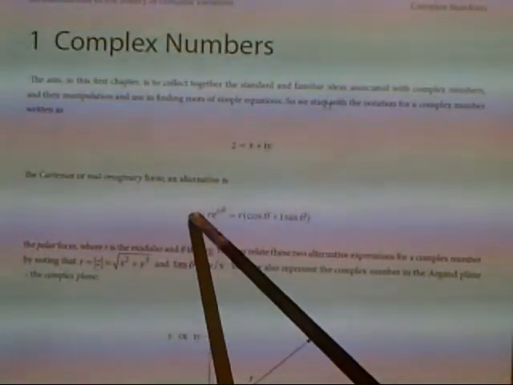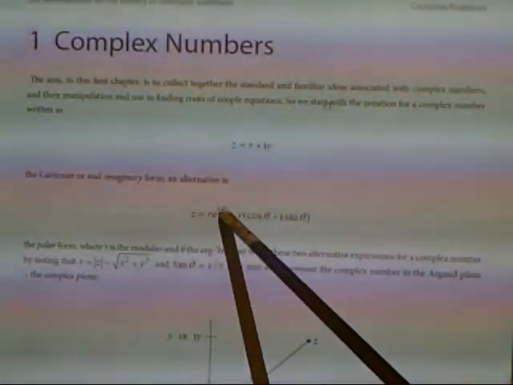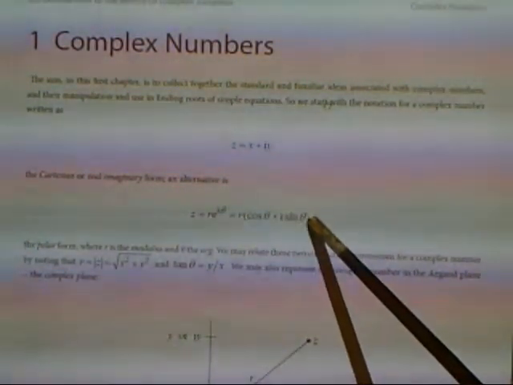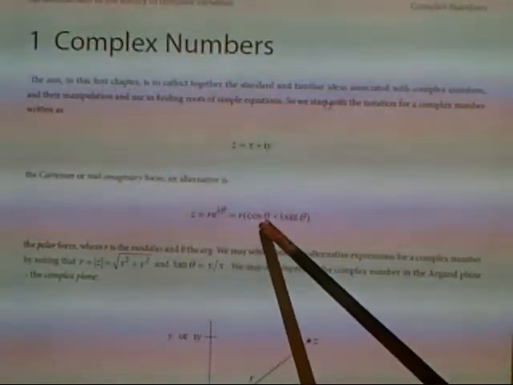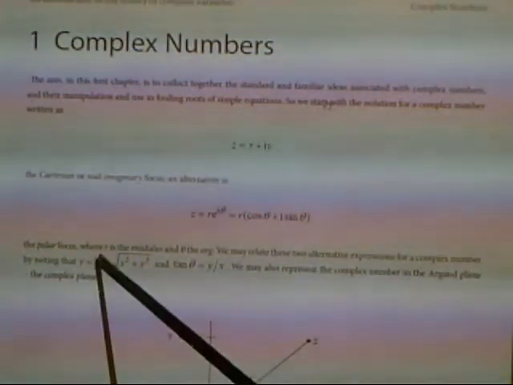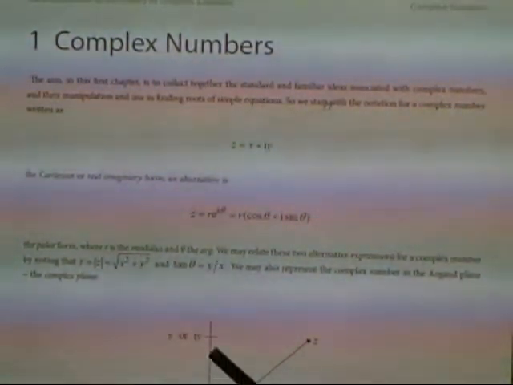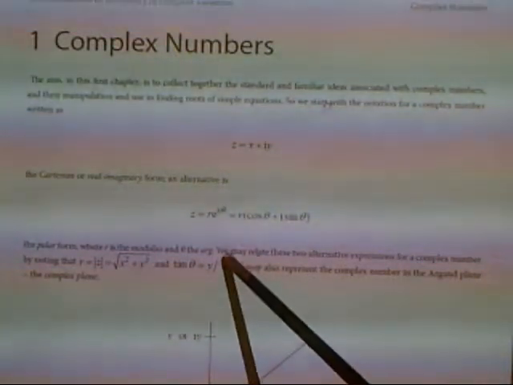Alternatively, you can also write z = r e^(iθ), which is r (cos θ + i sin θ). In this case, r is the magnitude of z, which can be calculated as the square root of x squared plus y squared, and tan θ = y/x. So this is the way we can write it.